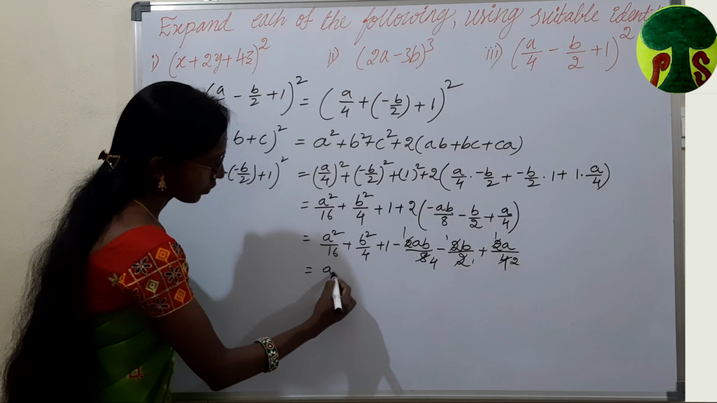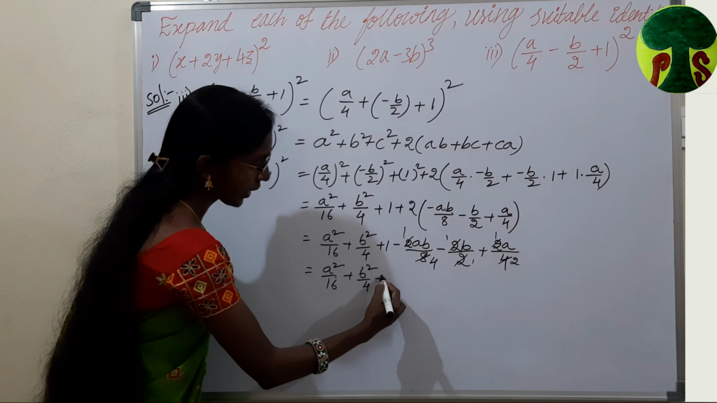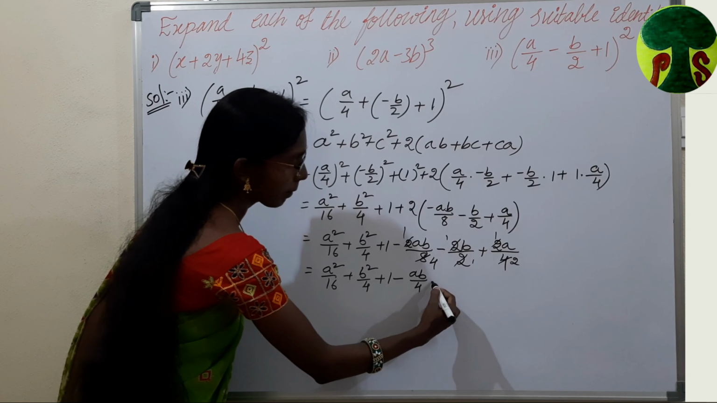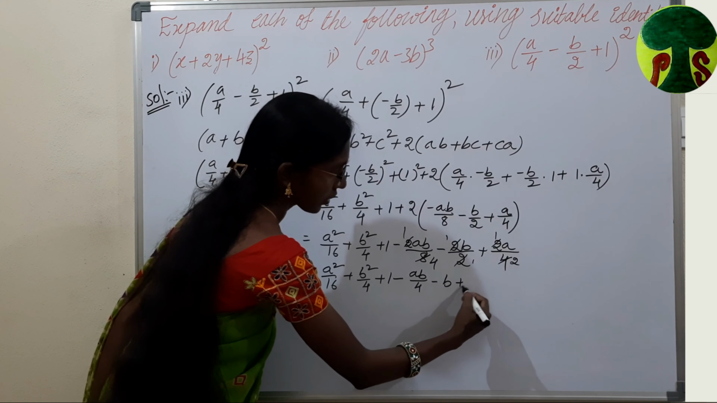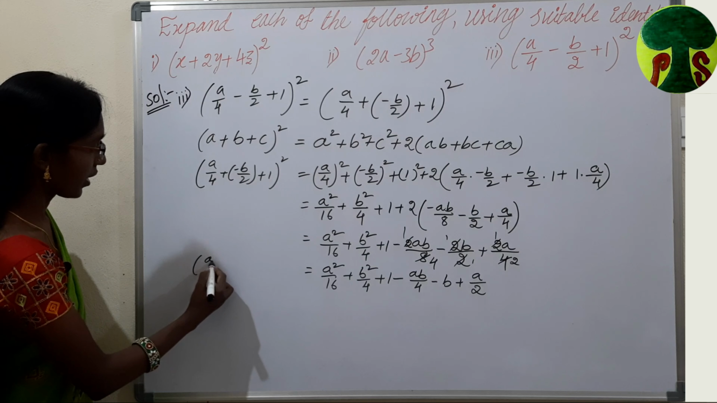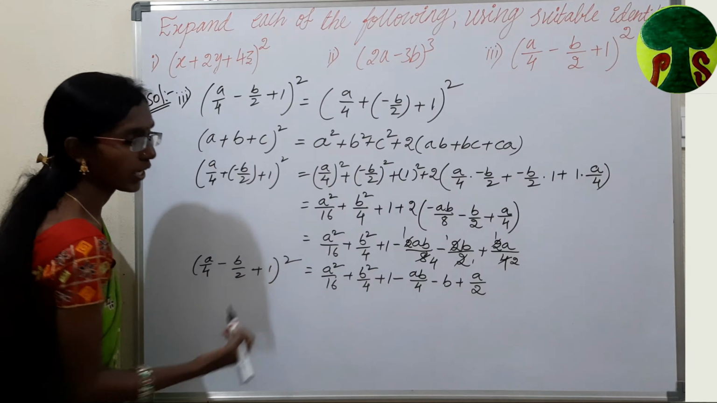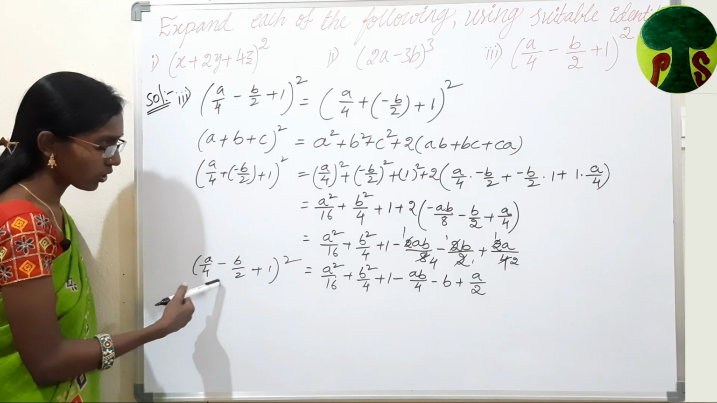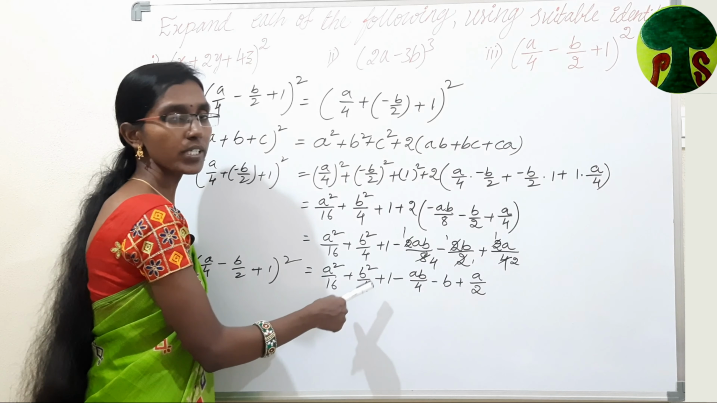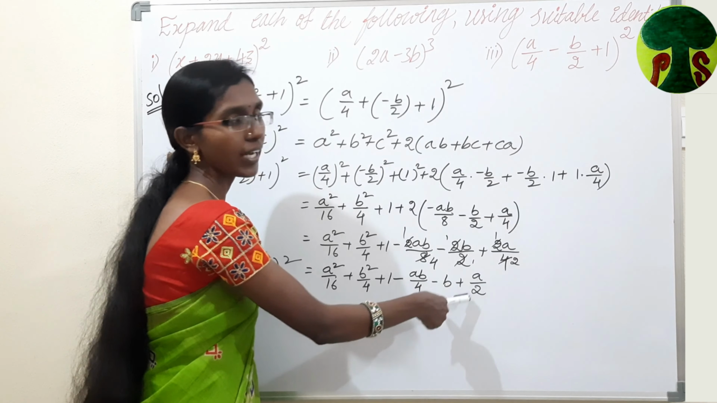Then A square by 16 plus B square by 4 plus 1 minus AB by 4 minus B plus A by 2 is the expanded form of A by 4 minus B by 2 plus 1 whole square. The expanded form of A by 4 minus B by 2 plus 1 whole square is A square by 16 plus B square by 4 plus 1 minus AB by 4 minus B plus A by 2.